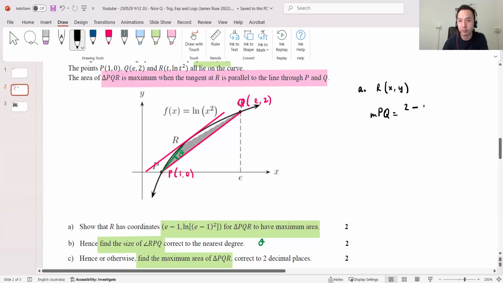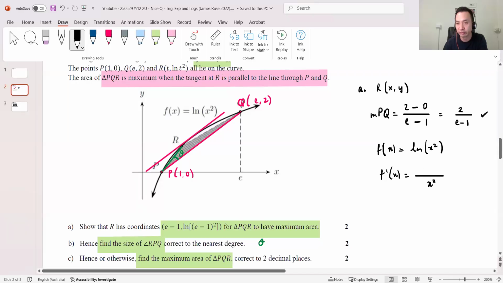So the gradient is y2 minus y1 over x2 minus x1, that's 2 over e minus 1. Pretty straightforward. Now, to find the gradient at R, I need to differentiate. If f of x is ln of x squared, then f dash x, to differentiate ln functions, you put the function down here and the derivative upstairs, so the x cancels and it's 2 on x.